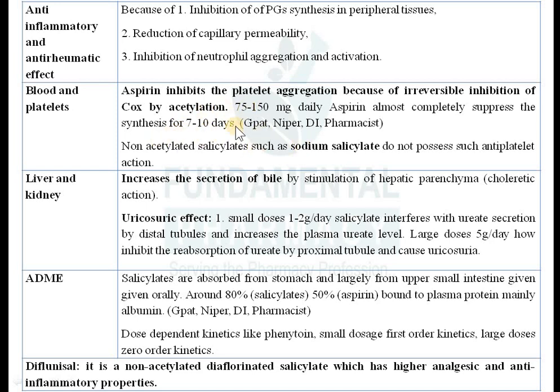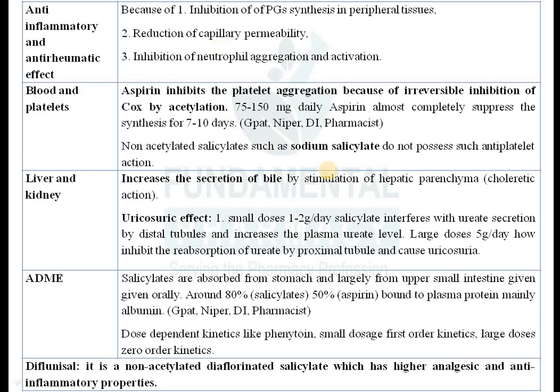So that's why aspirin in the dose of 75 to 150 milligram is used for the prophylaxis of thrombosis, prophylaxis of myocardial infarction. If someone has a history of myocardial infarction, then aspirin is given in this dose of 75 to 150 so that no thrombus or clot forms and they do not get a myocardial infarction. So it is used for the prophylaxis of myocardial infarction in a dose of 75 to 150 milligram.